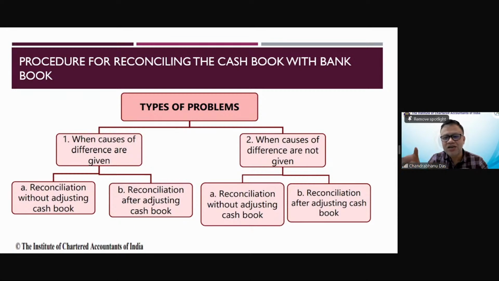That's how companies try to work it. We do not have the information. Now, in the second session, you will be given the causes of difference. You will just have to segregate it and then do the reconciliation. So how will you do the reconciliation? You adjust the cash book and you do the reconciliation. This we will discuss.